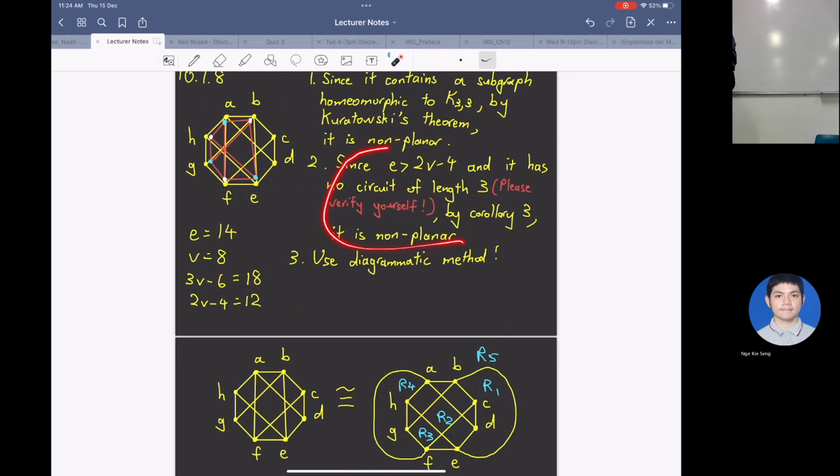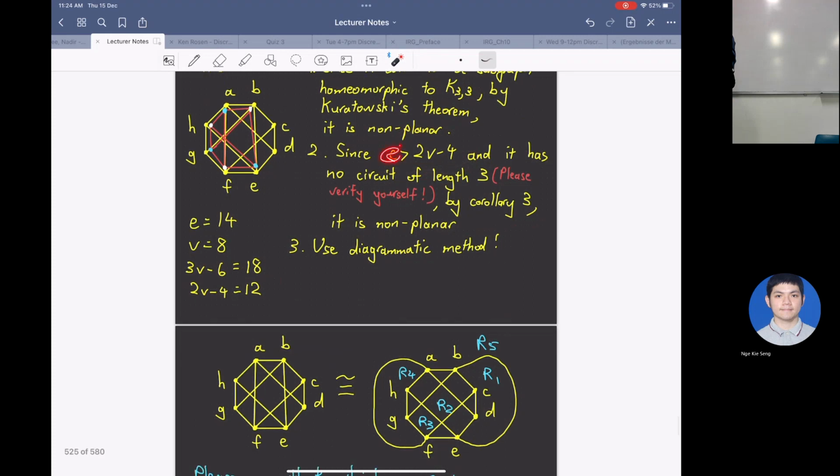Or you can use the contrapositive. Contrapositive of the corollary that we mentioned last time, the corollary for the Euler formula. We got 3 corollaries, and one of them is to use that formula. You violate the necessary condition for a planar graph. Show that E is greater than 2V minus 4, so it is not planar.